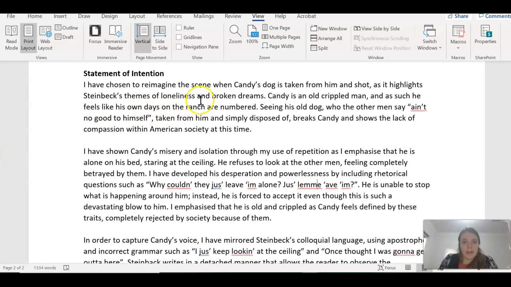I have chosen to reimagine the scene when Candy's dog is taken from him and shot, as it highlights Steinbeck's themes of loneliness and broken dreams. Candy is an old, crippled man, and as such he feels like his own days on the ranch are numbered. Seeing his old dog, who the other men say ain't no good to himself, taken from him and simply disposed of, breaks Candy and shows the lack of compassion within American society at this time.